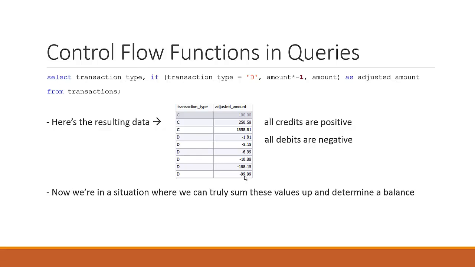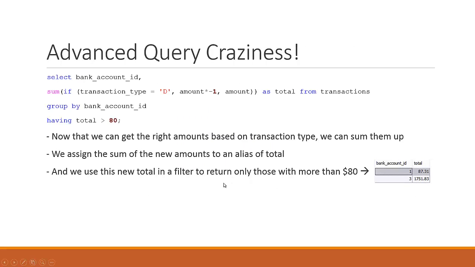Now, we're in a situation where we can truly sum up these values and determine a real balance. So I'm going to throw one more curveball at you here, and we are going to combine the three things that we just learned about. We're going to combine an aggregate function with a control flow function as well as an alias. Three different things. Let's take a look at how that all comes together. I know this seems like it's growing and getting crazy, but you might have to watch this video a couple times to really get the idea of what's going on here.